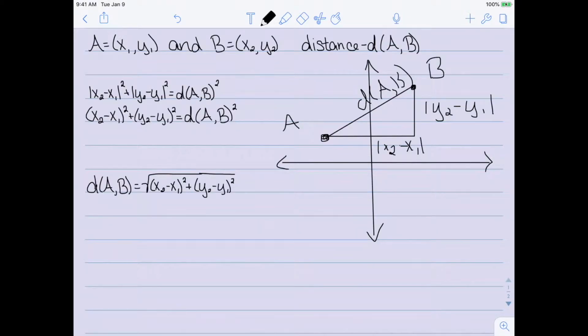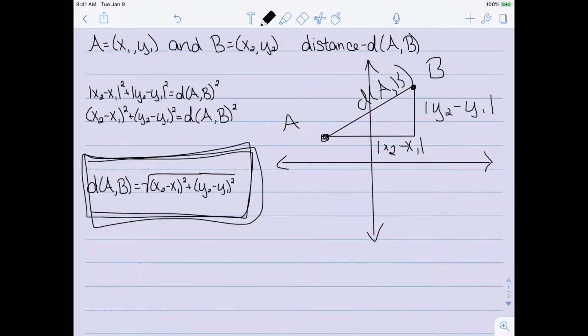So now I have the distance from a to b is the square root of (x2 minus x1) squared plus (y2 minus y1) squared. And now I can use this as a formula. So for any 2 points, I can just stick it into this formula and I can find the distance. So let's look at an example.